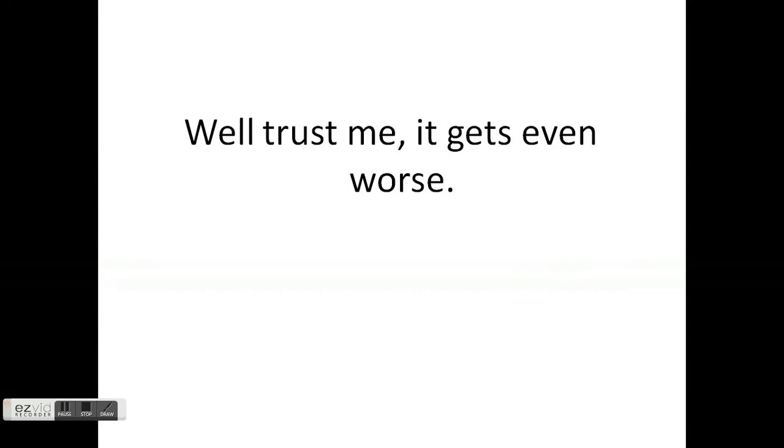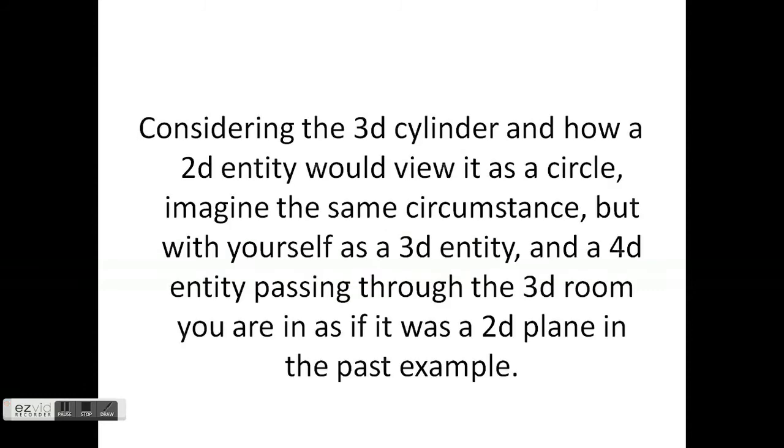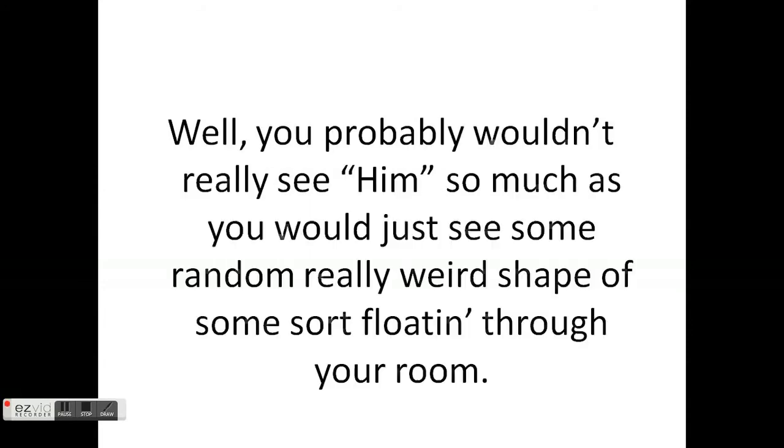Let's take our example of how a 2D entity views 3D entities. Considering the 3D cylinder and how a 2D entity would view it as a circle, imagine the same circumstance but with yourself as a 3D entity, and a 4D entity passing through the 3D room you were in as if it was a 2D plane in the past example. What do you think this 4D entity would look like? Well, you probably wouldn't really see him so much as you would just see some random really weird shape of some sort floating through your room.